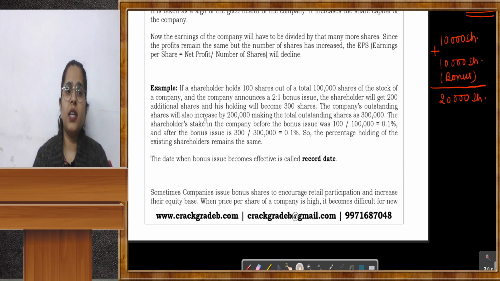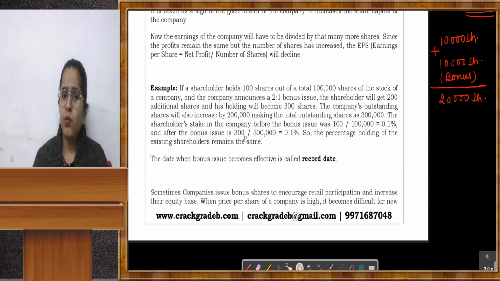The company's outstanding shares will also increase by 2 lakh. See, earlier company had how many shares? 1 lakh. Now your ratio of bonus issuing is 2:1. It means 2 lakh will be added, making the total outstanding shares 3 lakh. The shareholder's stake in the company before the bonus issue was 100 divided by 1 lakh. They are finding out his ownership percentage. So out of 1 lakh shares, he held 100 shares. It means he had a shareholding of 0.1%.